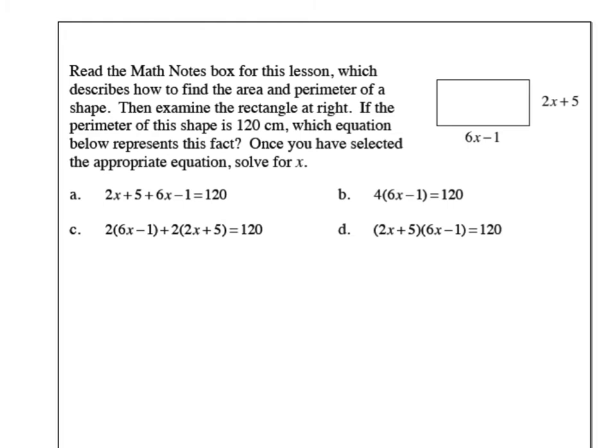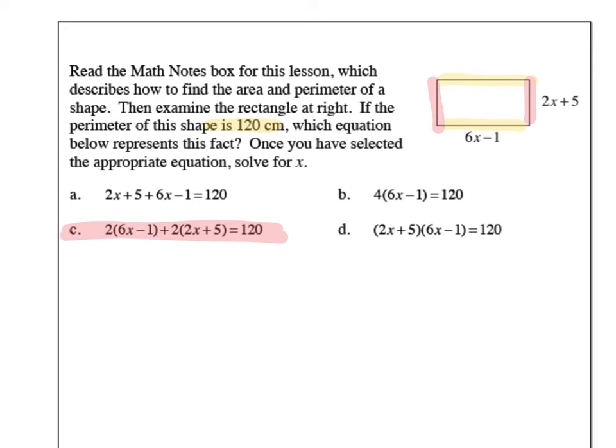So let's go ahead and apply it. It says read the math notes box for this lesson, which we just did, and then we're going to find out which equation represents the fact that the perimeter would be 120 centimeters. Now, in this rectangle, we might be tempted to say that it's just 6x minus 1 plus 2x plus 5, but you have to remember this is the top and bottom, and then the left and the right are also the same, so I actually need to double each of those and set them equal to 120.